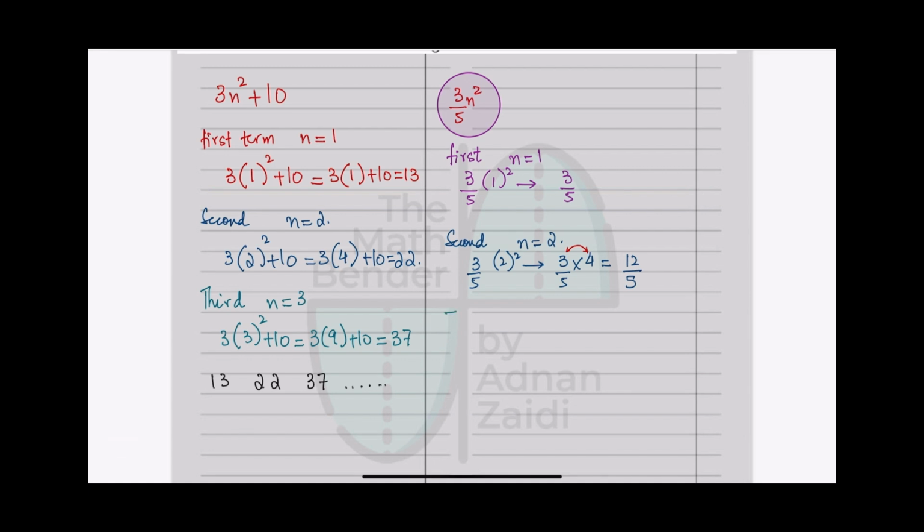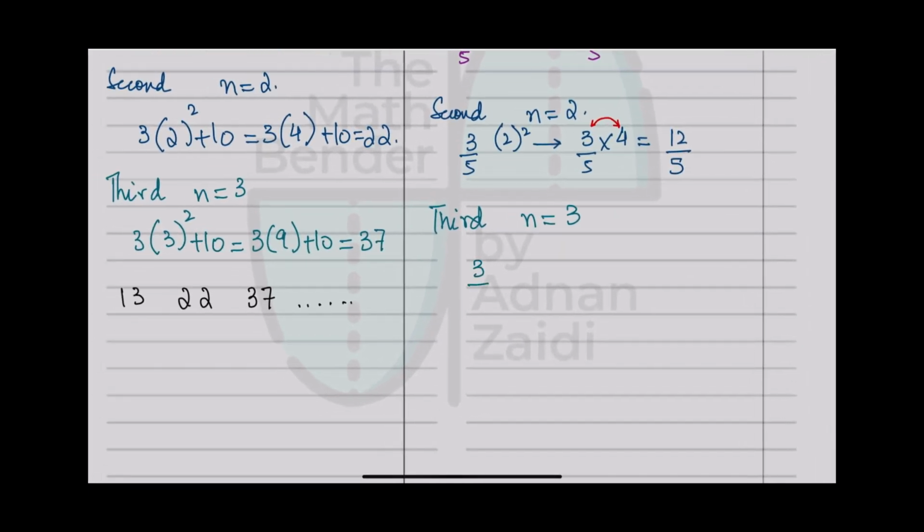For the third one, n is going to be 3, because n represents the number of that term. If I'm finding the third term, n turns out to be 3. Instead of n, I replace it with 3. And 3 over 5 times 9, since 3 squared is 9, gives 27 over 5.